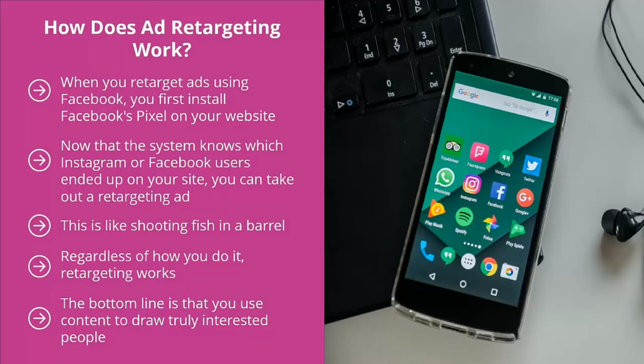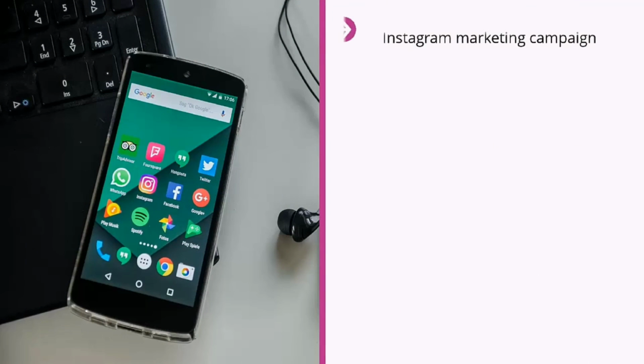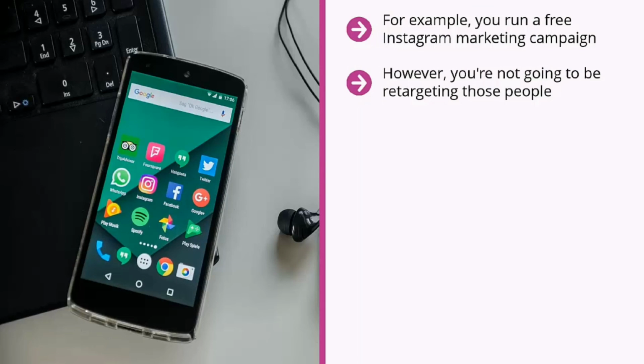But you have to set up your retargeting in such a way that only people who go past the initial page of your website are retargeted. For example, you run a free Instagram marketing campaign. You post reverse engineered content on your account to build up a following. Enough people like your content so they click on your profile page and they see a link to a really useful article. They click through and they end up on an article, and Facebook Pixel is paying attention to them. However, you're not going to be retargeting those people.